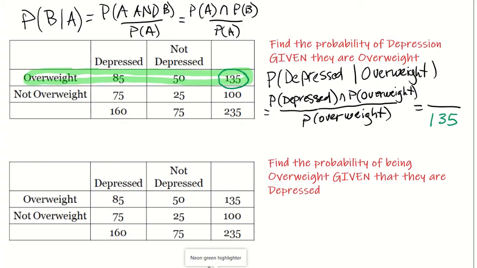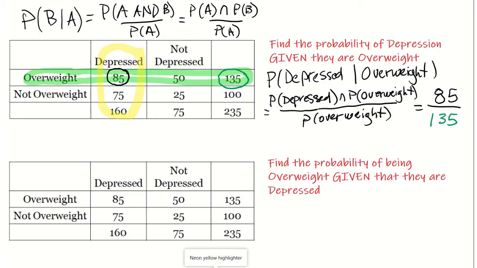The next thing I want to do is find the intersection between depressed and overweight. So I've already got my overweight participants, and now I want to look at my depressed participants. What I'm looking for is where the intersection between depressed and overweight is. And I see that it's right here at 85. That's where the yellow and the green cross. So that's my intersection, and I'm going to put that right here at the top.